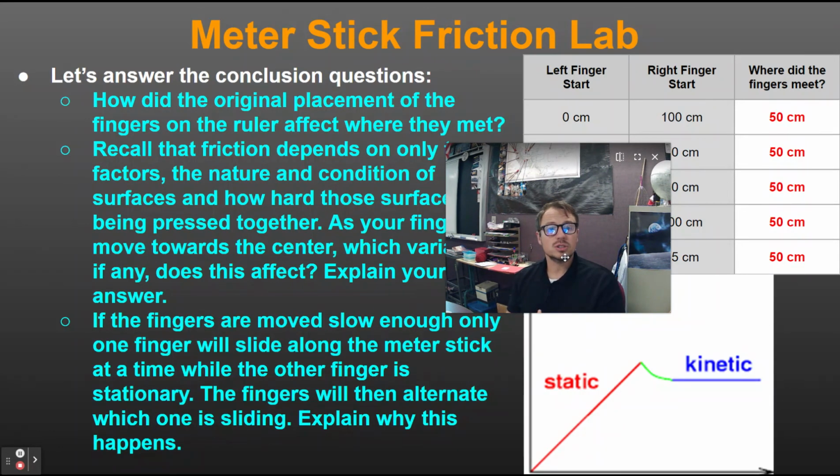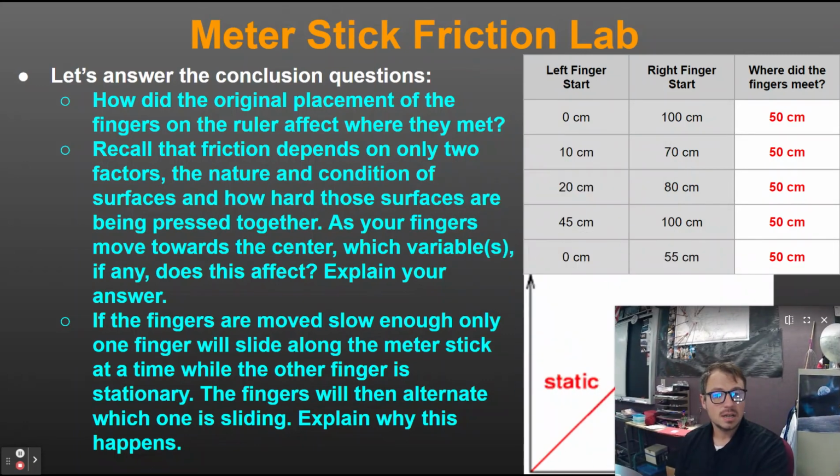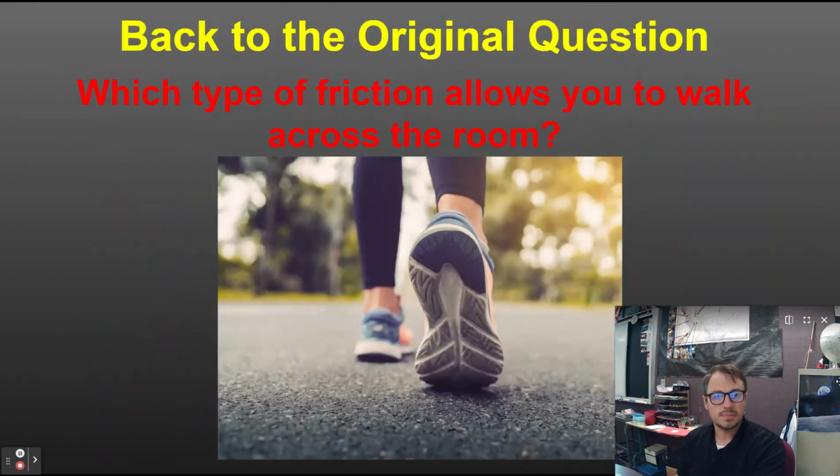Now, if you move your fingers slow enough, only one finger moves at a time. What happens is you have a static friction on one as it's not moving, and then one of those fingers is sliding. And then once that kinetic friction on one finger is greater than the static friction on the other finger, that's when it switches, and it goes back and forth until you meet in the middle. So just kind of a little thing, and this works with all long objects that you can hold on your hands. That's how you can find the center of gravity.